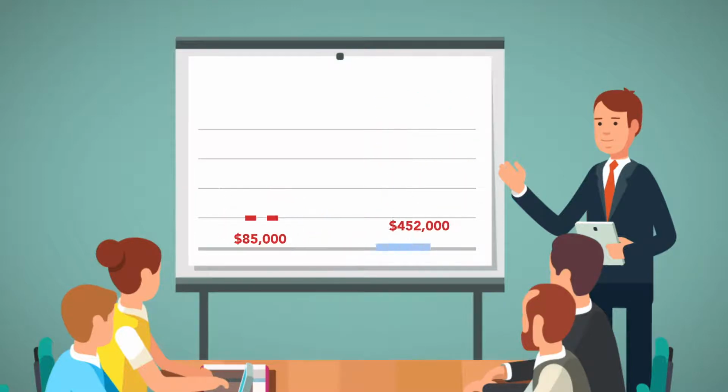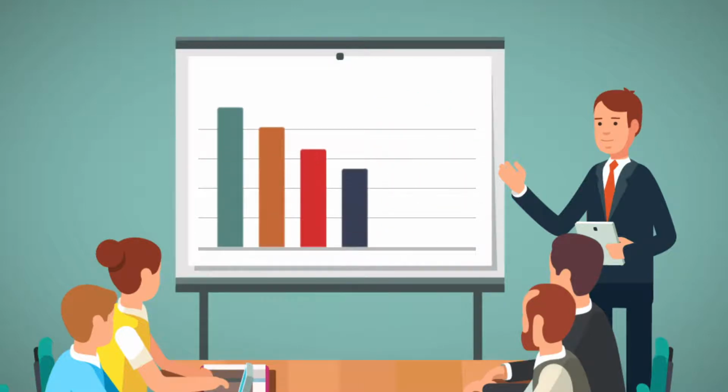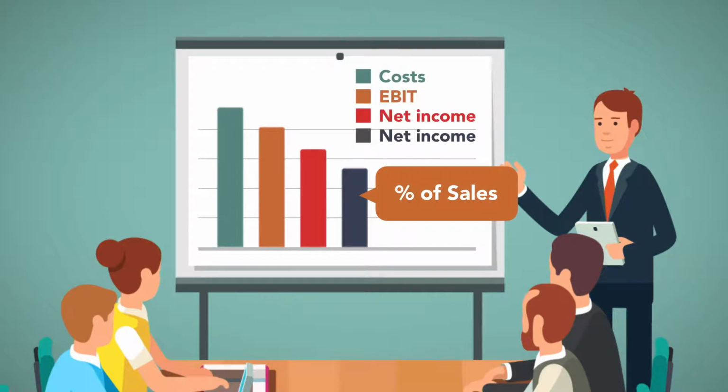Another measure of profitability would compare changes over time. One approach is to express a series of metrics as a percentage of sales. Costs, EBIT, and net income are amounts that can each be divided by sales to yield percentages. Any such percentage can then be compared to those for previous years.